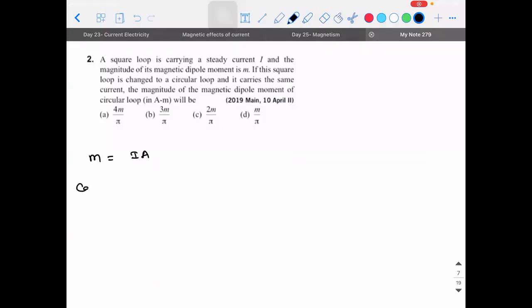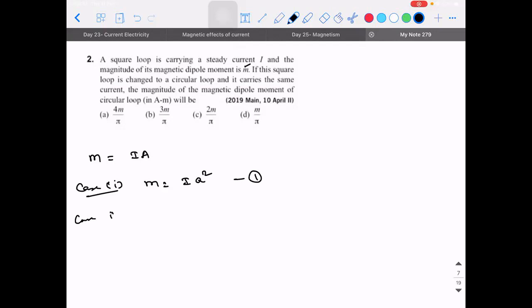So what is the case 1? In case 1, what is the magnetic dipole moment? M is equal to I into, tell me. Let the side of the square be small a. Can I write it as I into a square? Let this be equation number 1. And that value is already given as M.